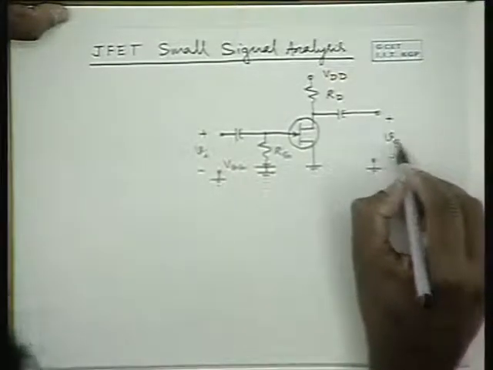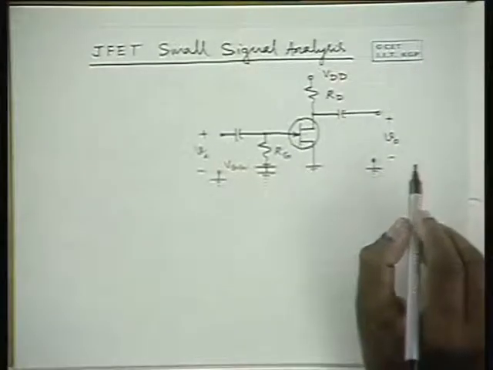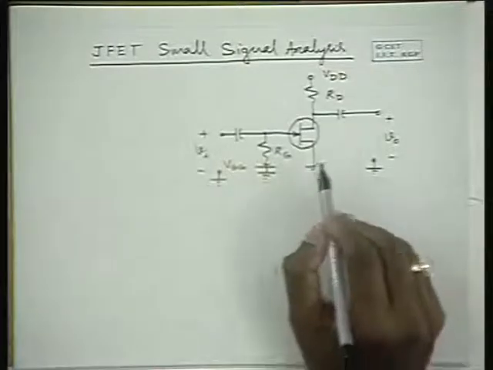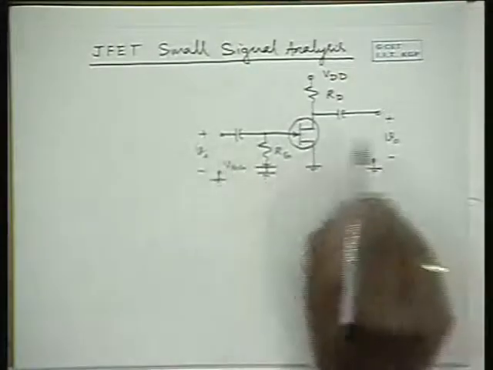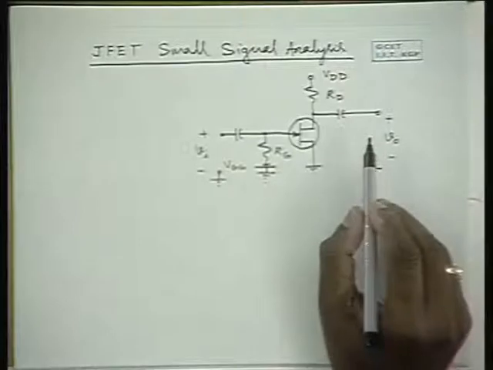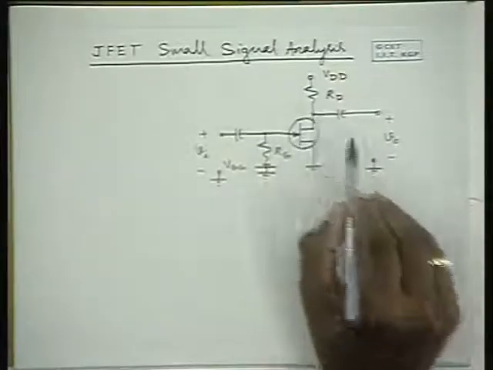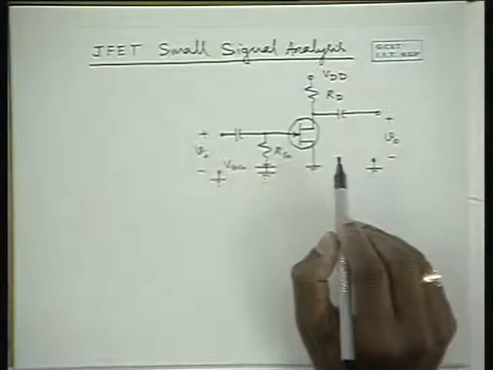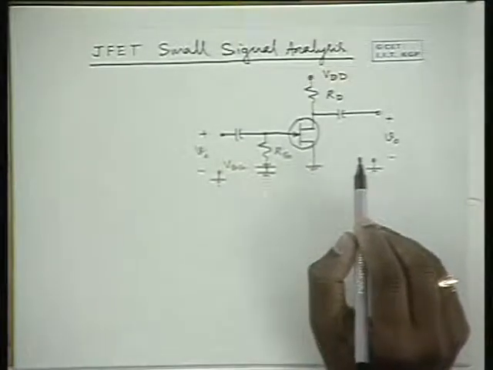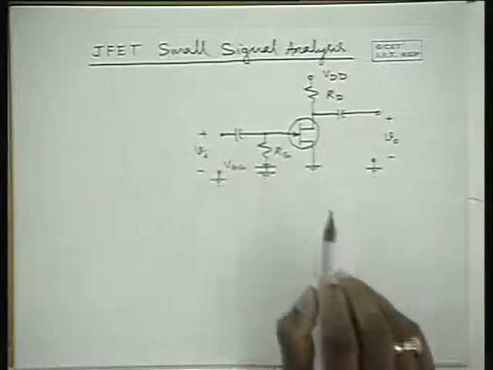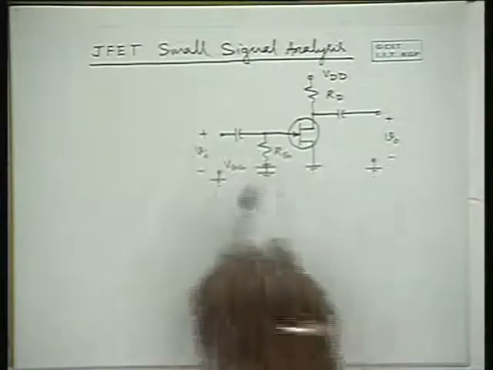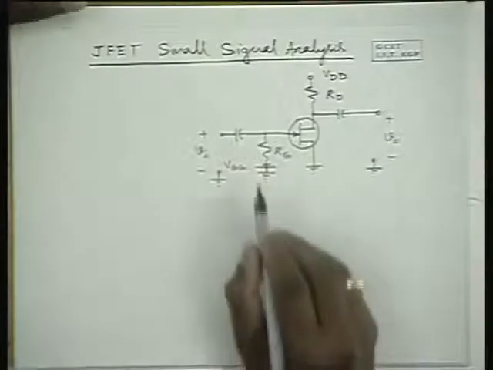So here we apply the input between the ground and this point, and we get the amplified output over here. So this is a fixed bias circuit, a common source circuit where the source is common for the input as well as the output. And now let us find out how much voltage gain this circuit offers, and how much input and output impedance it offers, and so on. That means we are concerned about the small signals here.